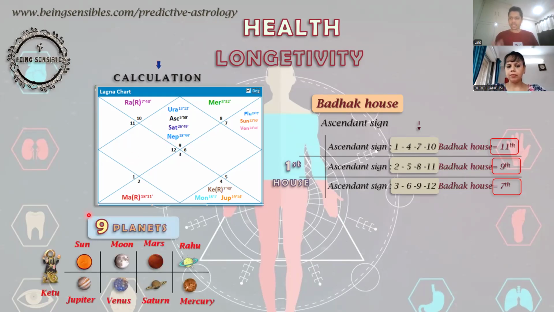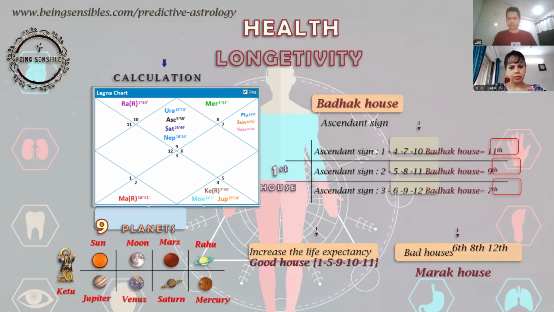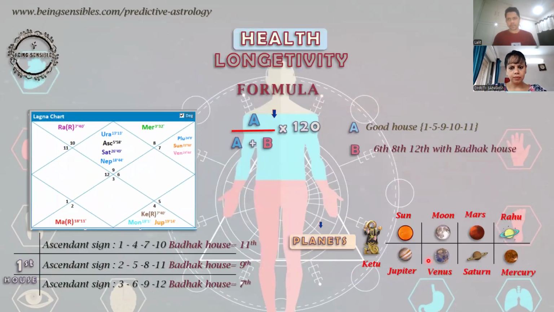The second thing is the nine planets. What is the planet carrying? What combination is it carrying? Whether they are carrying 1, 5, 9, 10, 11, or whether they are carrying 6, 8, 12. The conjunction with the Badhak and the Marak, or the first house, and the combinations give us the understanding for the calculation. Now I am going to tell you the more practical side.